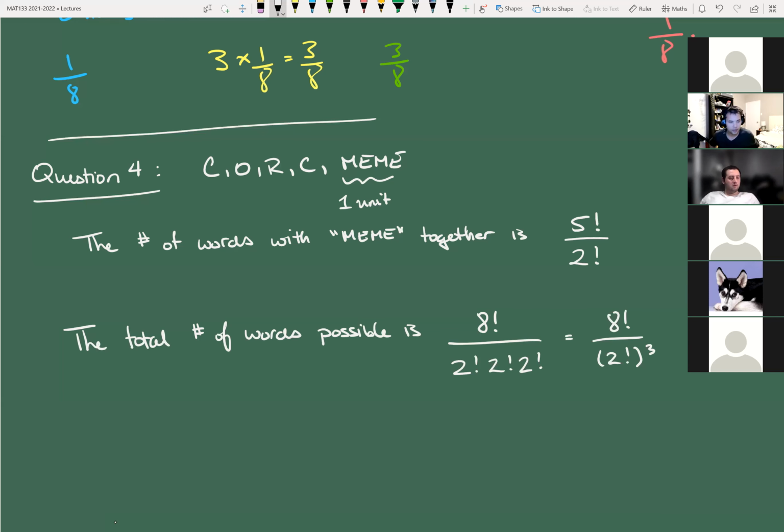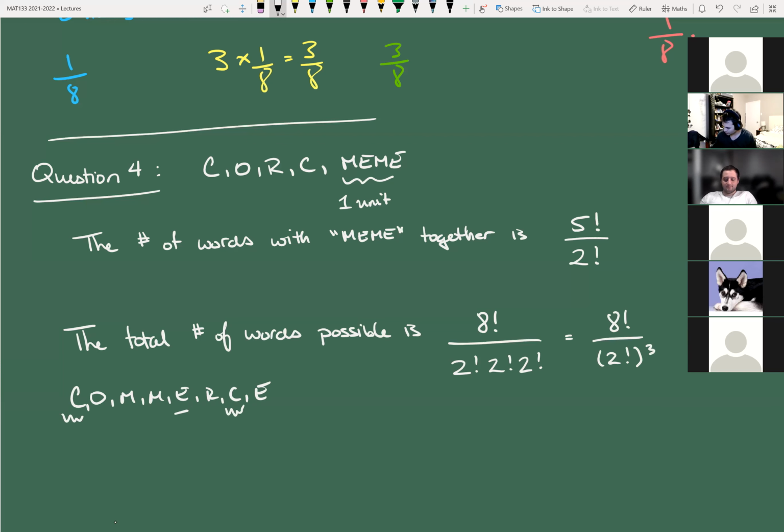Okay, so I got a direct message. Can you explain the 8 factorial over 2 factorial, 2 factorial, 2 factorial again? Sure. So we have 8 letters, C, O, M, M, E, R, C, E. If we could distinguish these letters, then there would be 8 factorial words that we could make. But we can't tell the difference between the 2 C's. We can't, right? So we've got 2 C's here.